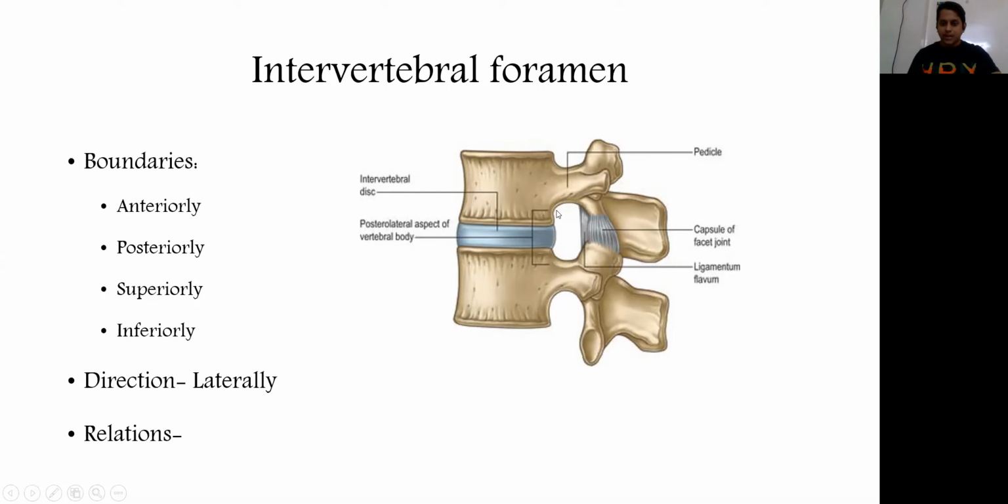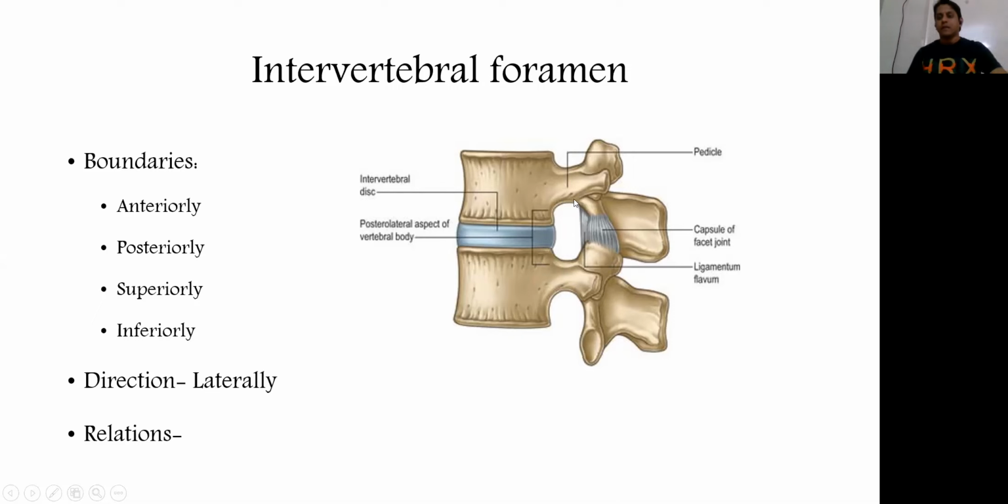To revise again, the structures which are forming the boundary are the posterolateral aspect of the vertebral bodies, superior and inferior part, and the intervertebral disc anteriorly. Posteriorly, it is the facet joint capsule. Superiorly, it is the inferior vertebral notch, and inferiorly, it is the superior vertebral notch.